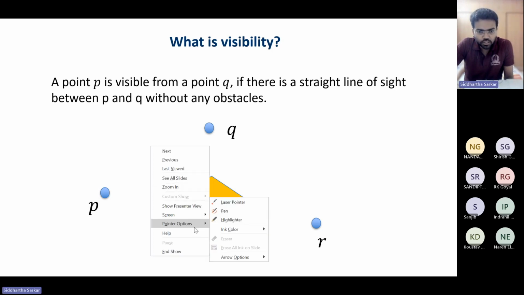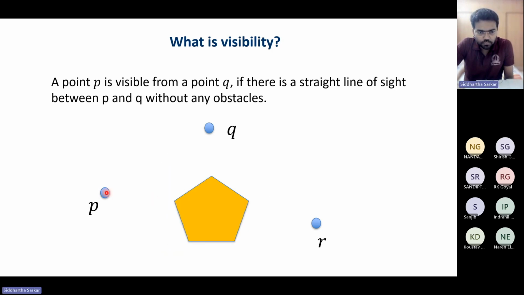Let me take the pointer. Between P and Q, there is a straight line of sight and there are no obstacles in between. So P is able to see Q. And if P is able to see Q, then Q is able to see P. But between P and R, there is some opaque obstacle which prevents P from seeing R. So R is not visible from P and vice versa. But Q can see R and vice versa.